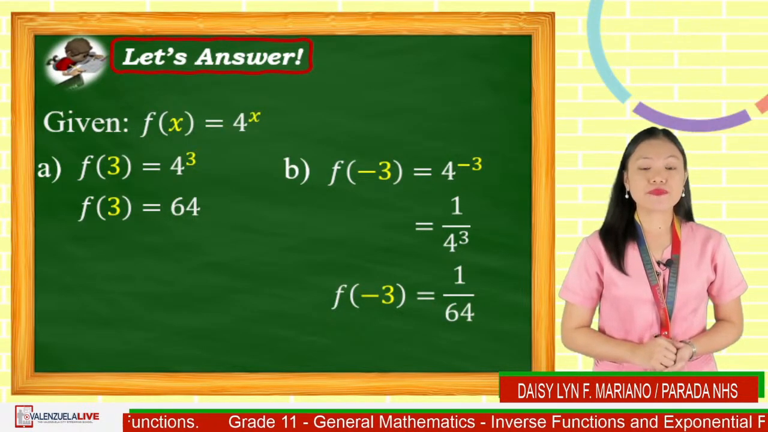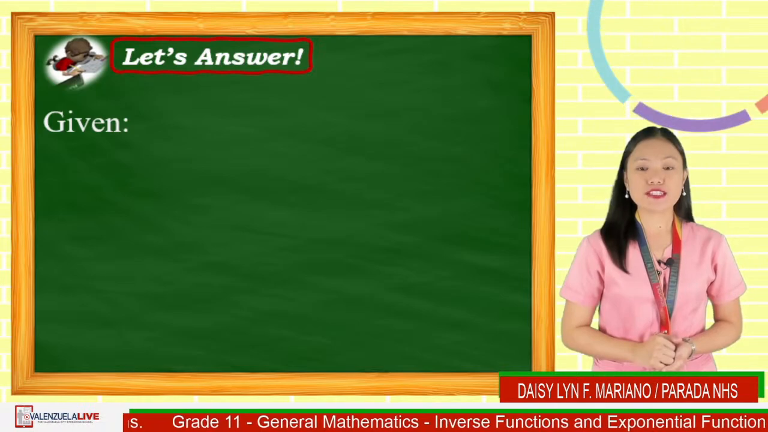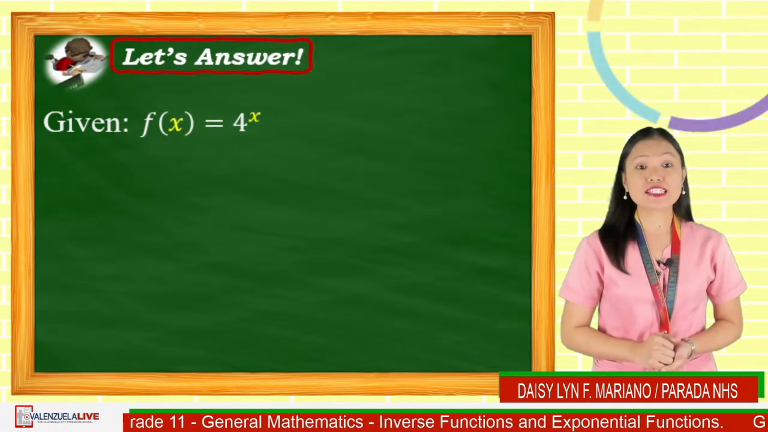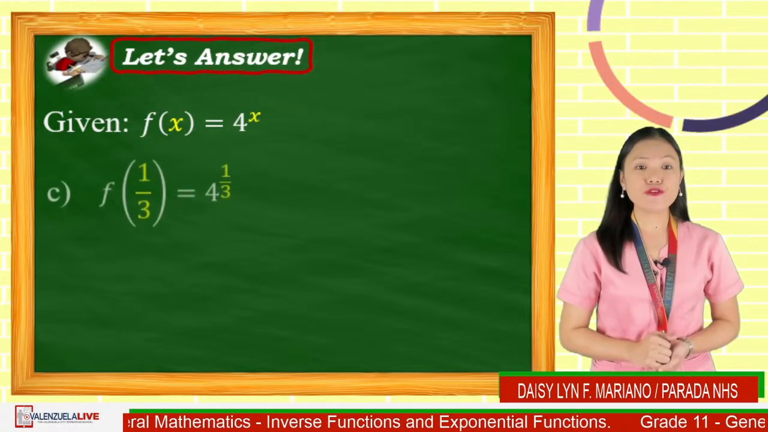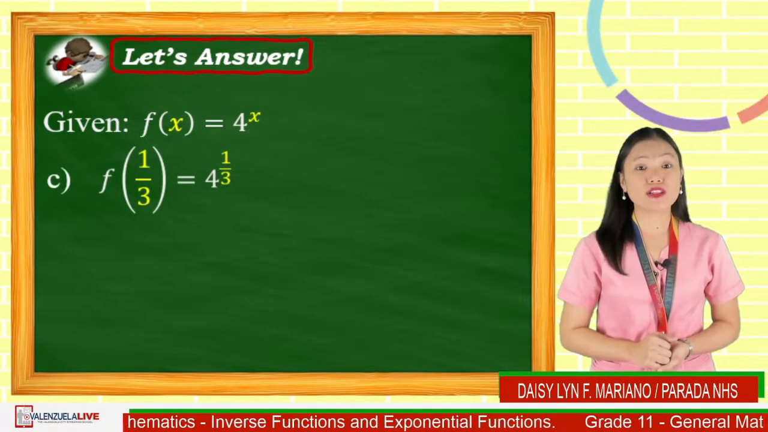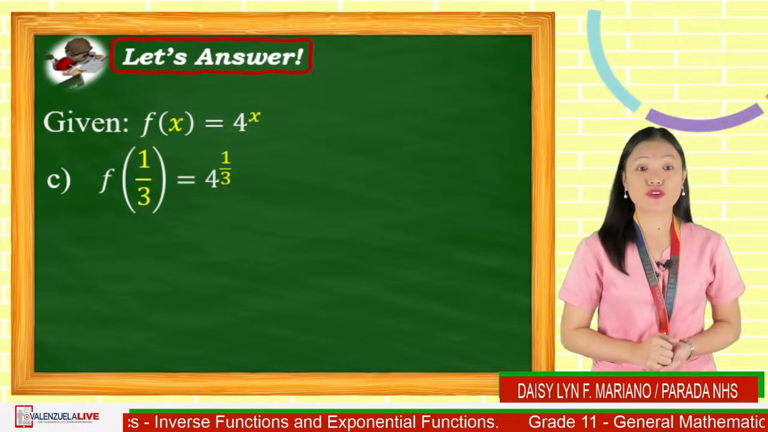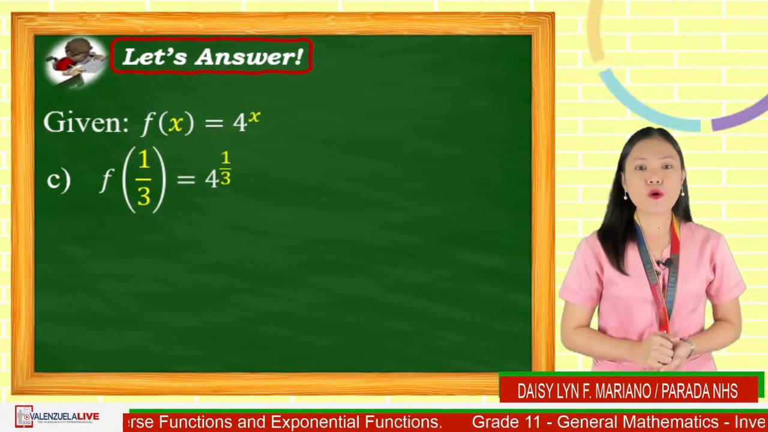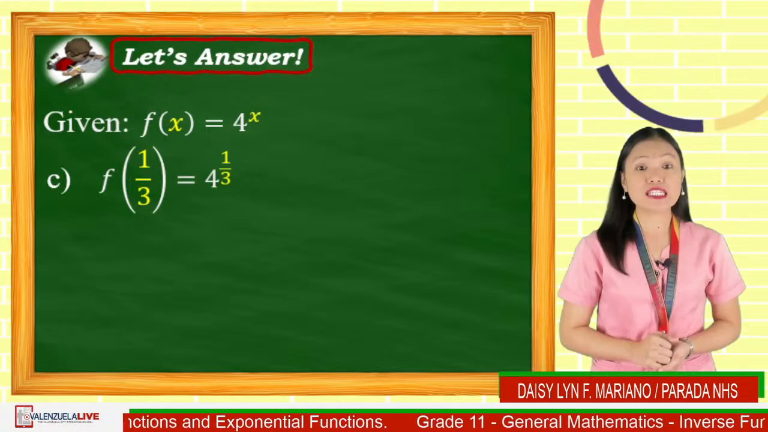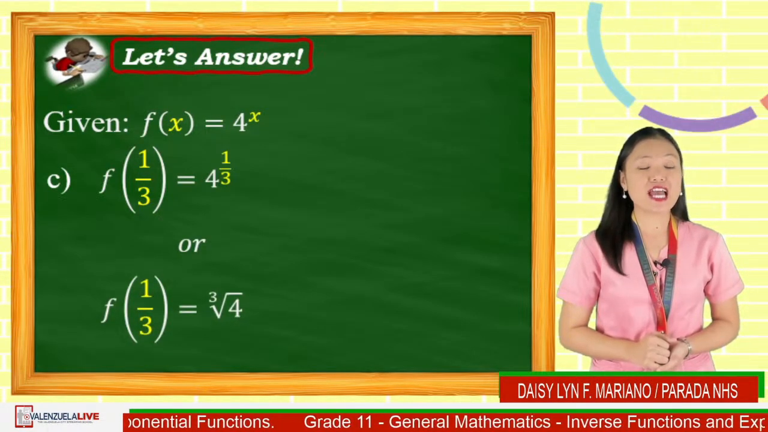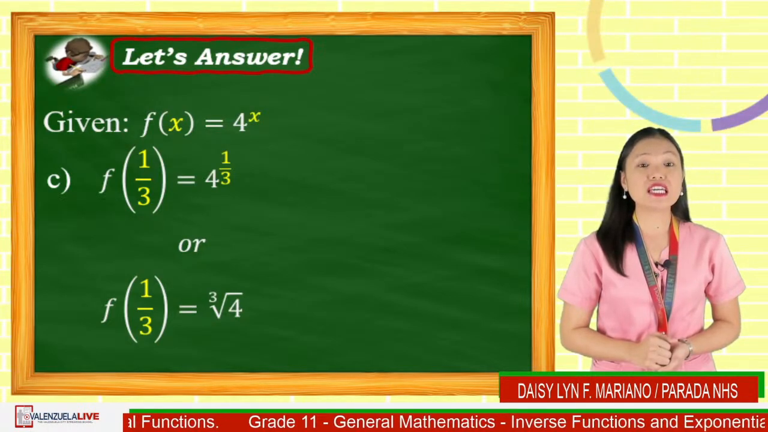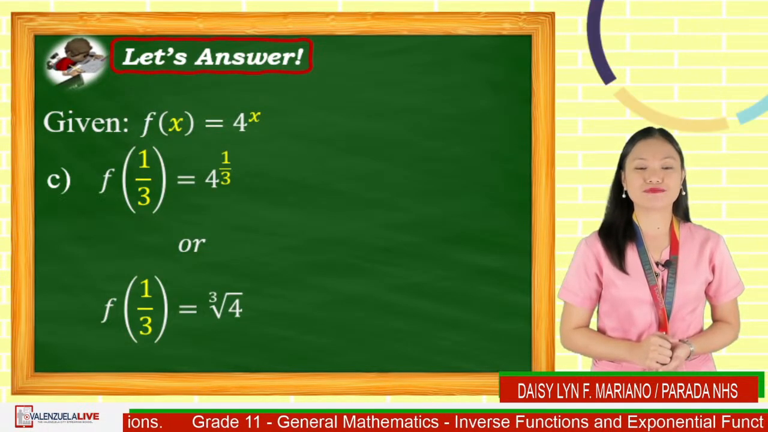For letter C, again, given that f of x is equal to 4 raised to x, substitute 1 over 3 for x. We have f of 1 over 3 is equal to 4 raised to 1 over 3. The expression 4 raised to 1 over 3 is the same as the cube root of 4. So this can also be written as f of 1 over 3 is equal to the cube root of 4.